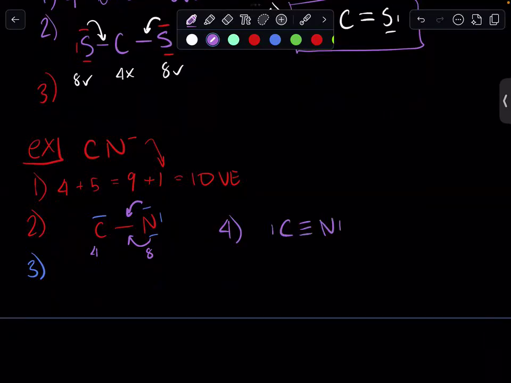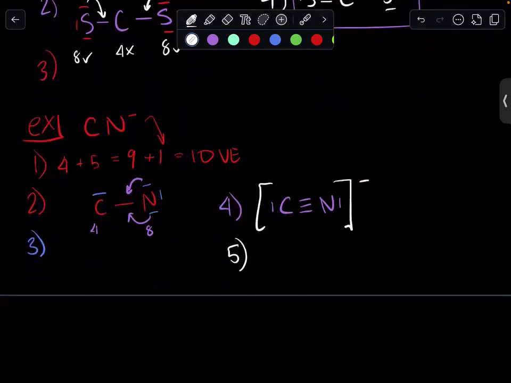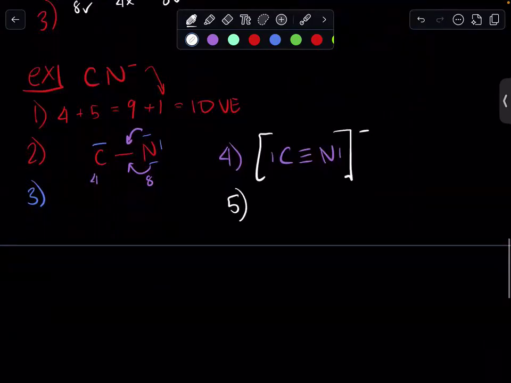And now the final step, step 5 for polyatomics. All right, let's switch off blue because we already used that one. Step 5 for polyatomics is we're going to put brackets around this and the minus charge back. So that's our cyanide structure right there. It has a triple bond. So that's how we draw these.